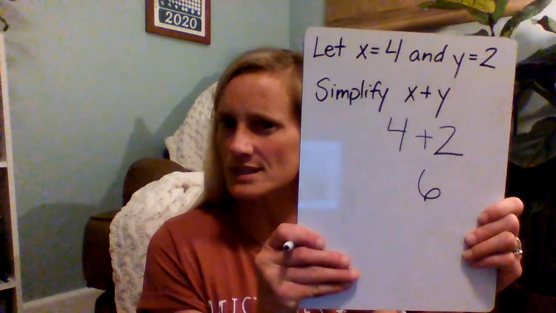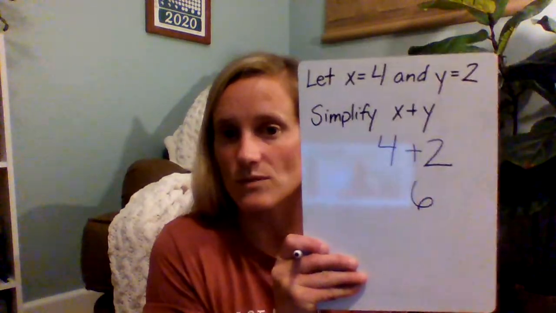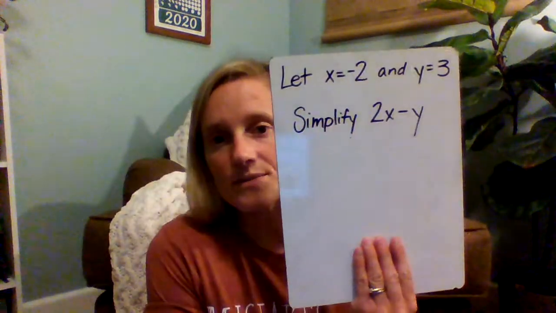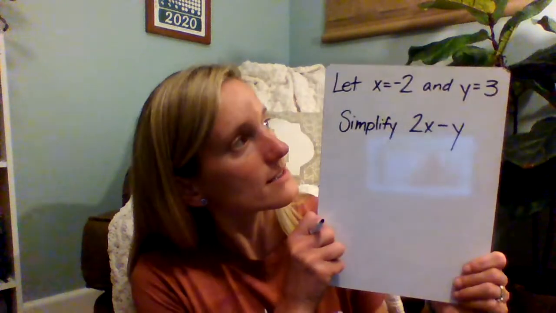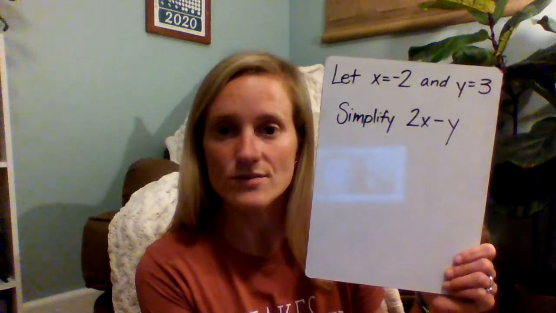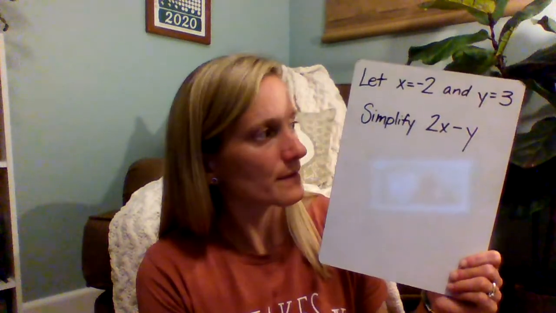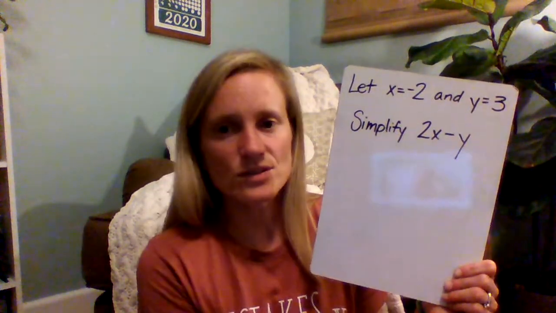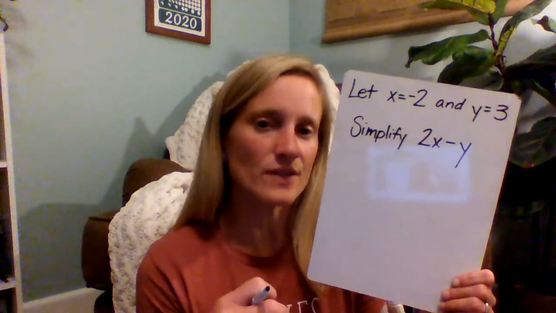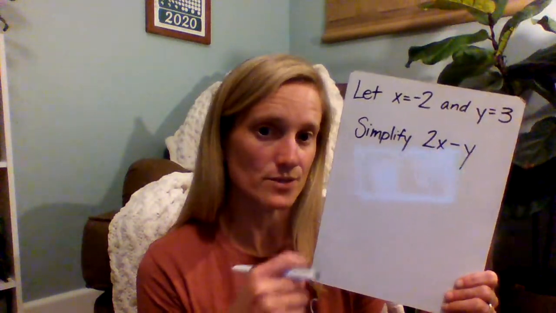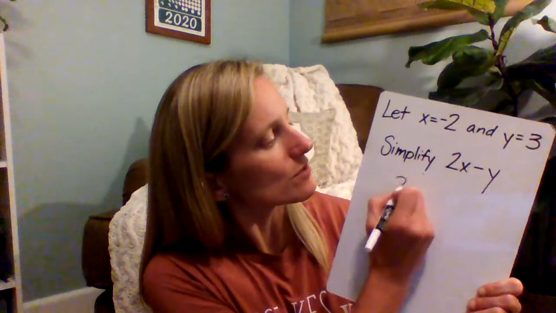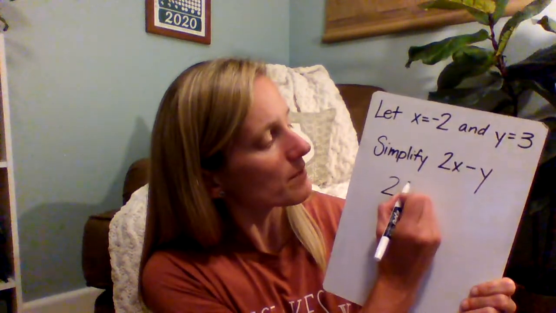Now this only works with this one. If I change the values of x and y, I might get a different answer. So let's look at another problem. In this problem, x is -2 and y is 3. So I'm going to plug in those numbers for x and y. Now this one's a little bit different. I've got 2x here. That means whatever my x value is, I have to multiply it by 2. So I want to keep this 2, but instead of the x, I want to multiply.